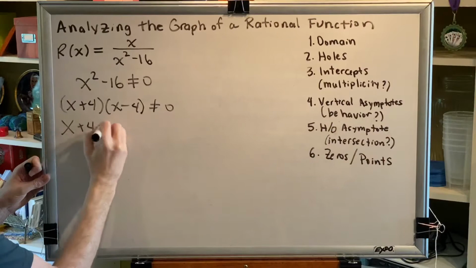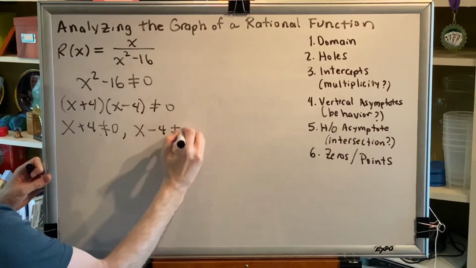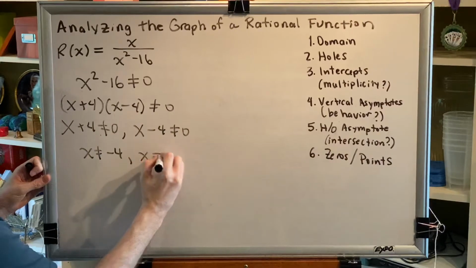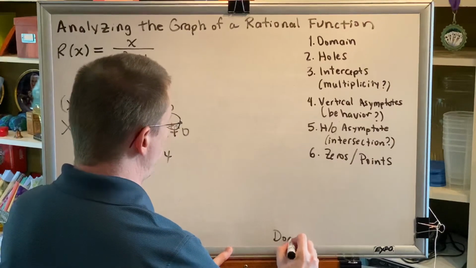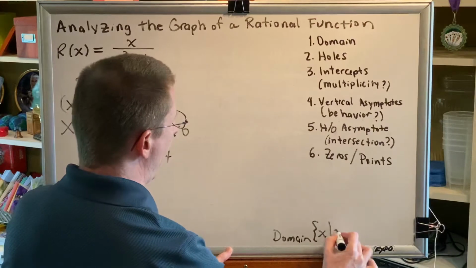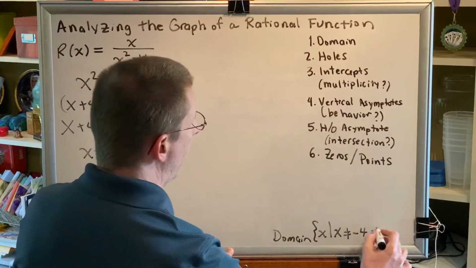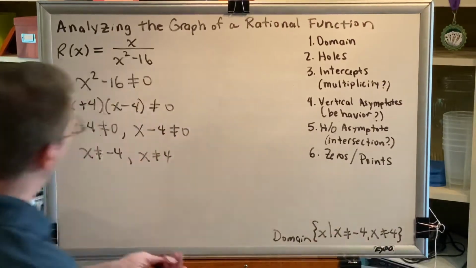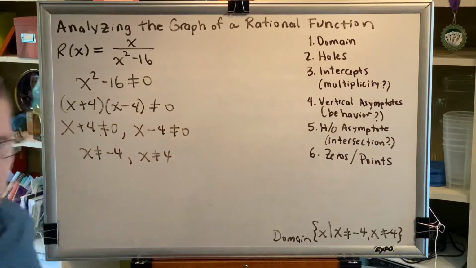By the zero product property, x plus 4 is not 0, x minus 4 is not 0, so x is not negative 4, x is not 4. So our domain, which we will keep track of here at the bottom, is the set of all x such that x is real, x is not equal to negative 4, and x is not equal to positive 4. All right, domain, done. Step 2, holes.